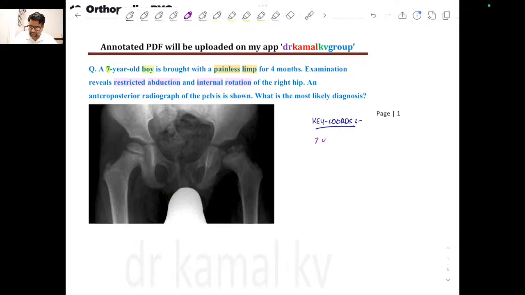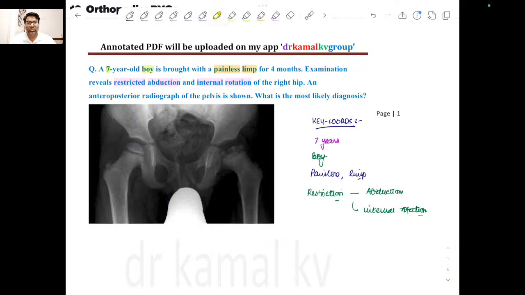So here the age is 7 years, the gender is male, and the presenting complaint is a painless limp, right? So there is no pain, that's very important. Then the movements at the hip joint are restricted, especially abduction and internal rotation. Clear? So this is what has been given in the case history. Now we need to study the X-ray also. So this is the normal side, okay, and this is the affected side.